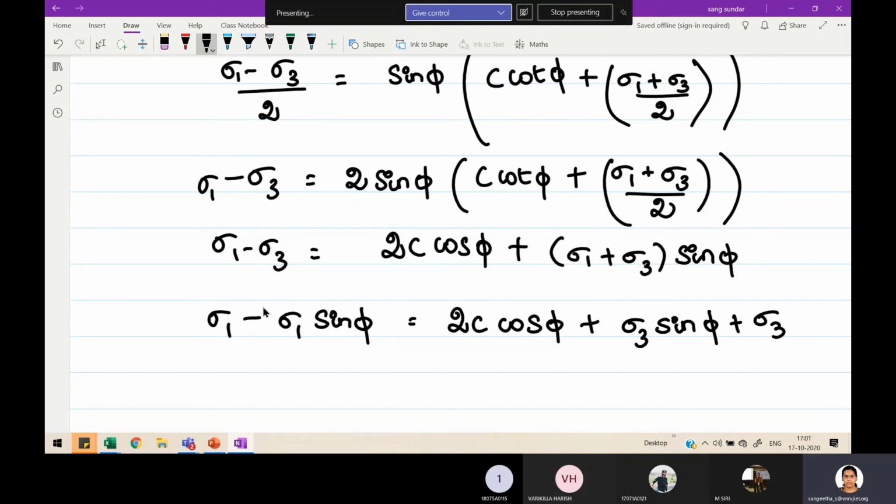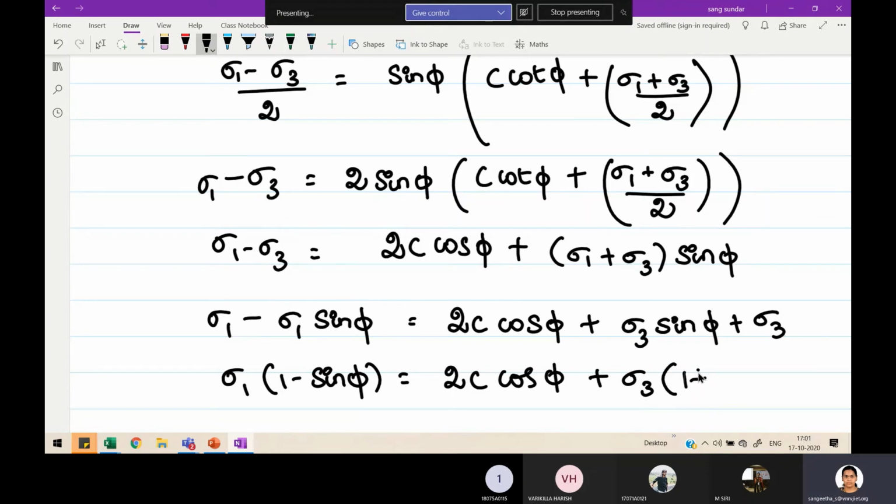So here sigma 1 is there. So from the right hand side I brought this minus sigma 1 sin phi, 2c cos phi is there. So here sigma 1 sin phi is there, then sigma 3 came from the left hand side. So now we have grouped it. Now take sigma 1 commonly outside. So sigma 1 (1 minus sin phi) is equal to 2c cos phi plus sigma 3 (1 plus sin phi) is there.